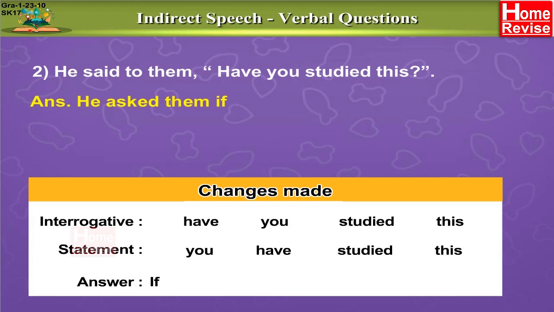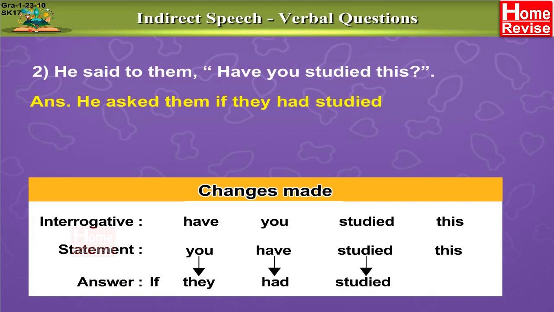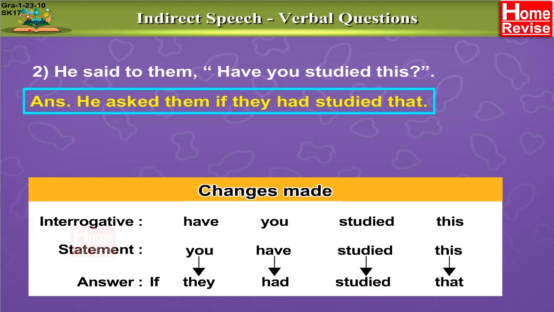If you changes into the listener they. So if they have studied becomes had studied because the past tense of have is had. Present perfect changes into past perfect and this becomes that. So the answer is he asked them if they had studied that. Full stop.